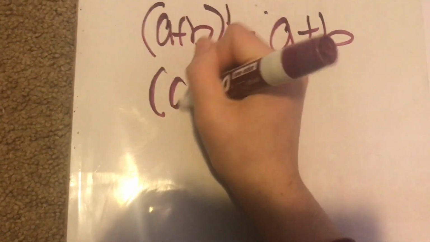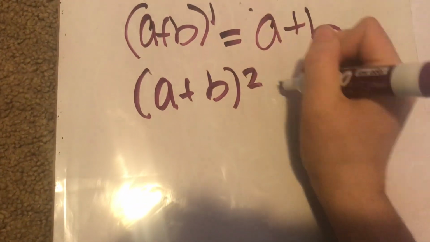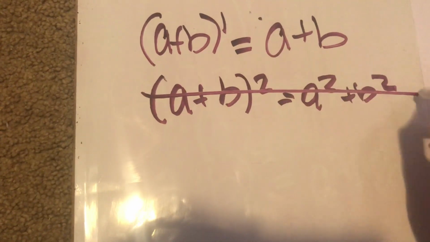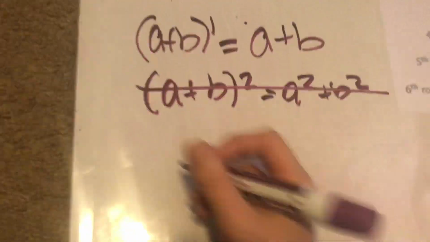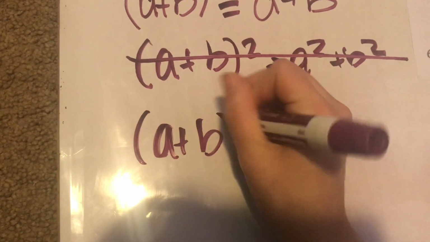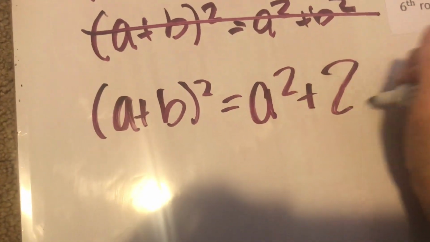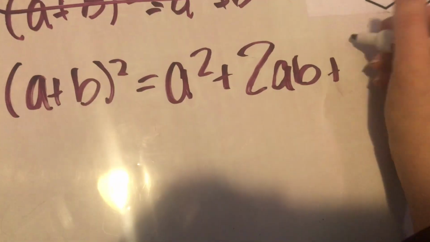Now, what if it was (a plus b) in parentheses all squared? Wouldn't that just equal a squared plus b squared? Well, you're wrong. It's actually going to equal (a plus b) all squared, which is all going to equal a squared plus 2ab plus b squared.